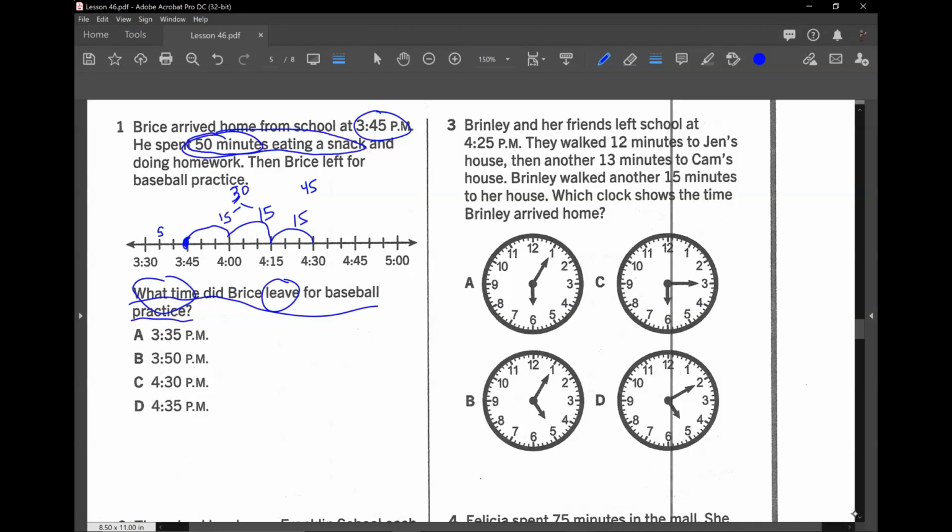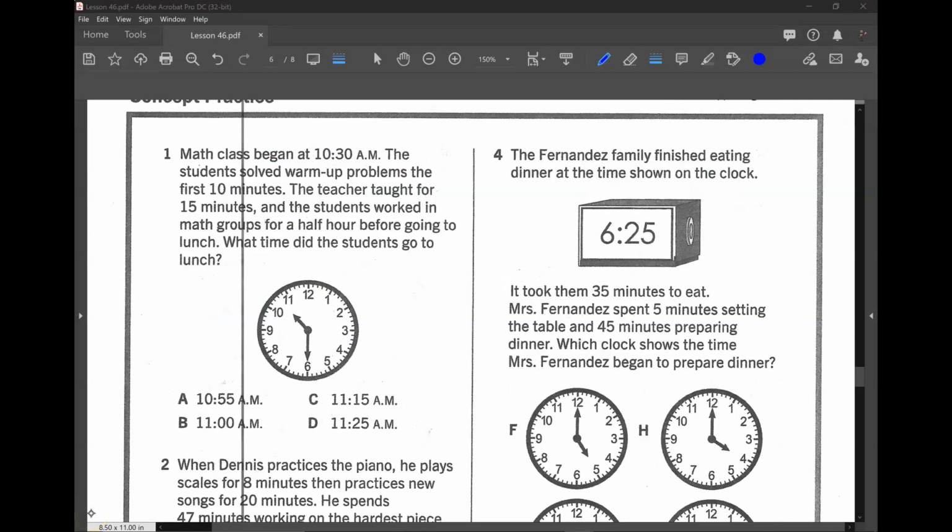Okay. So that's 45 minutes, and he did 50 minutes. So I could go 5 more, and that would make 50. So I can count 4:30, 4:35. So 4:35 would be my answer. Alright, next page.